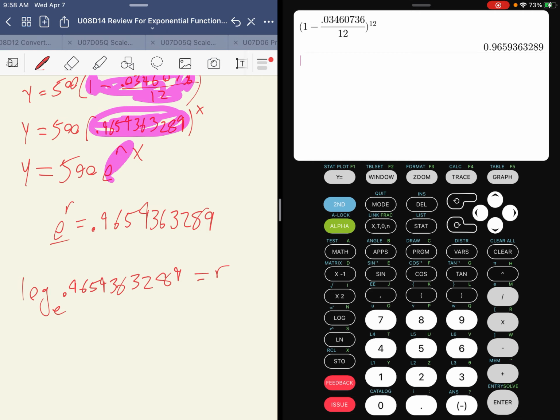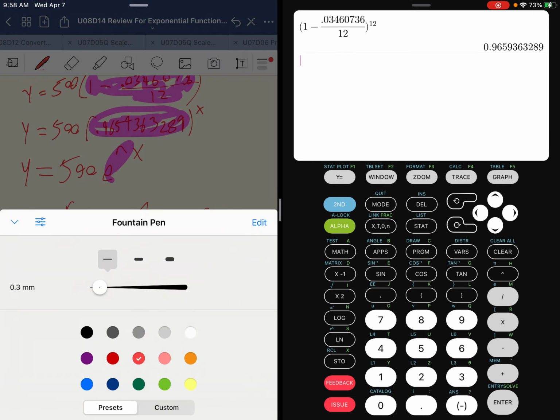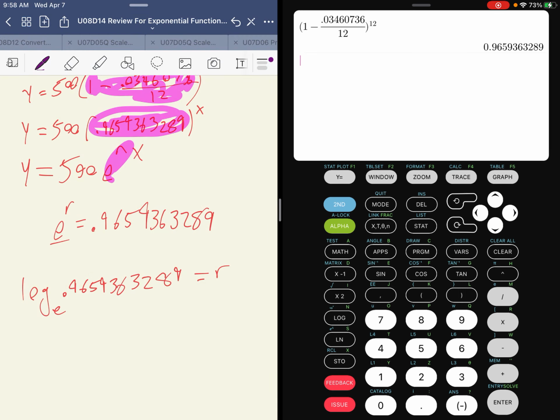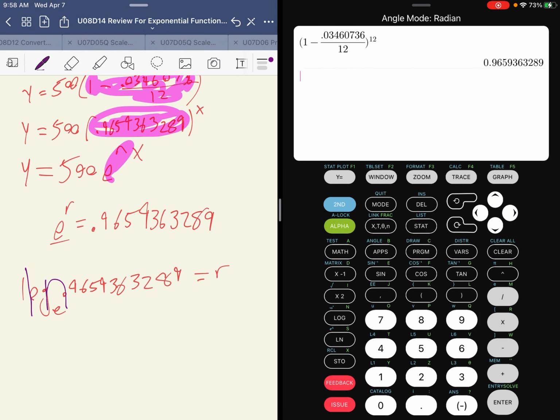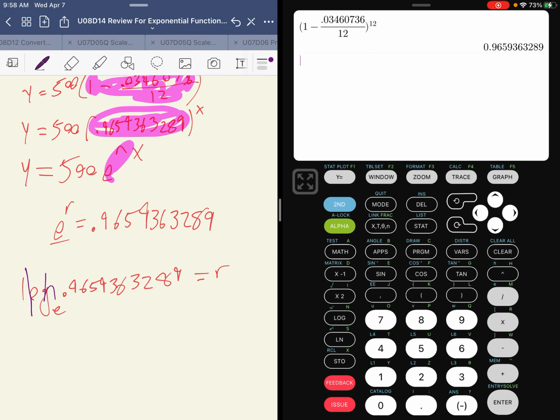Now, there are a couple ways to do log base e on a calculator. There's a button on your calculator that you can use instead of log base e, which is just called ln. So that's what I'm going to be doing here. So instead of typing log base e, I'm just going to press ln, which is right under log, and just type in 0.965936328, and that will convert to this decimal.